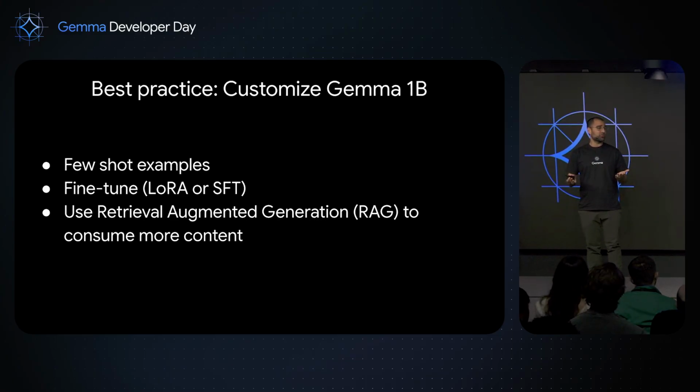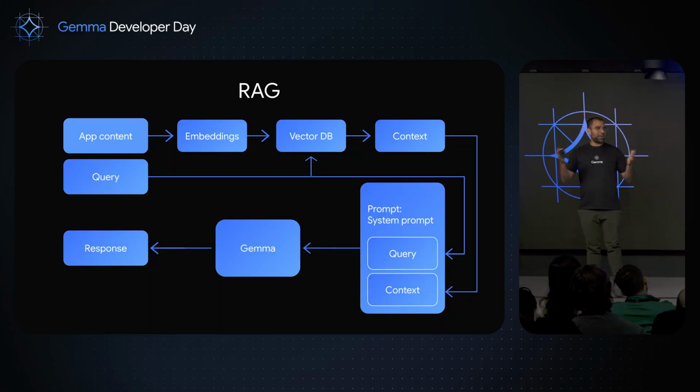Even better, fine-tune it. We have a great collab online that shows you how to fine-tune Gemma 3 1B with your own data, convert it to an on-device format, and run it in your app. And last but not least, if you want to use Gemma 3 1B against a lot of data, use RAG, Retrieval Augmented Generation. So we've heard RAG a lot today. I'm sure a lot of you have used it and have studied it.